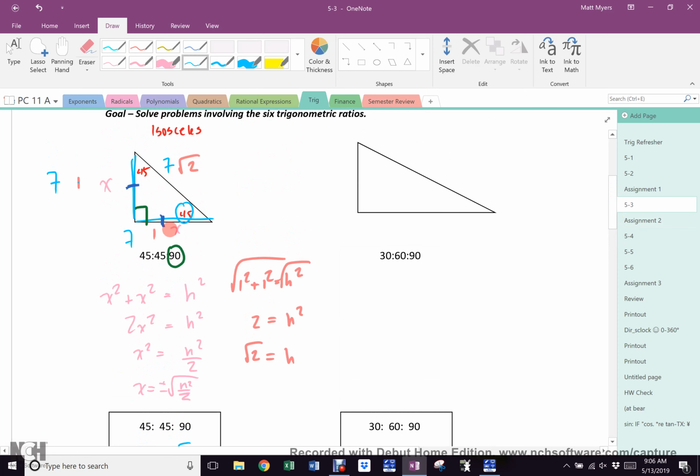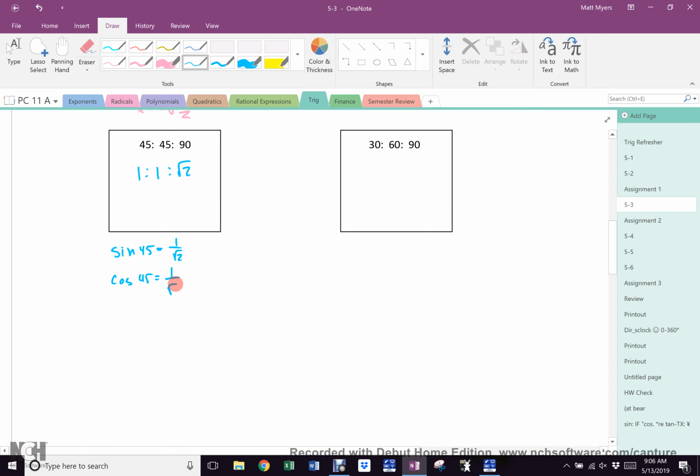Opposite over hypotenuse. Well, this side is the exact same, isn't it? So what's the cosine of 45? Cosine is adjacent over hypotenuse. So what is it? 1 over root 2. And what is the tan of 45? 1, because it's 1 over 1. Right? Always. No matter how big the triangle gets. That's why trig works.